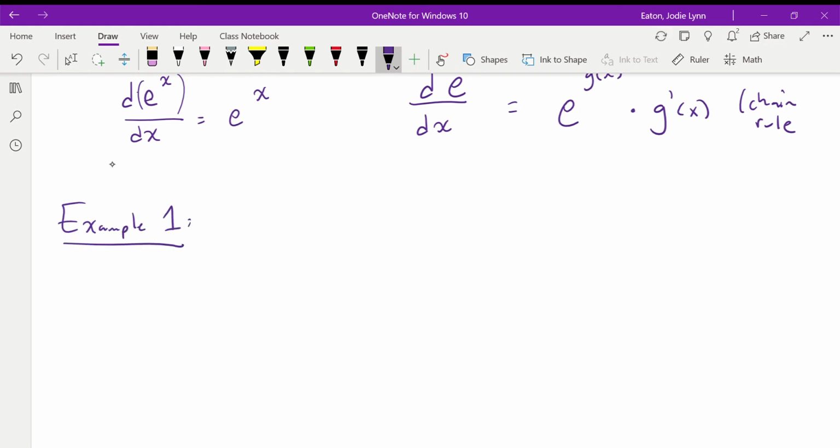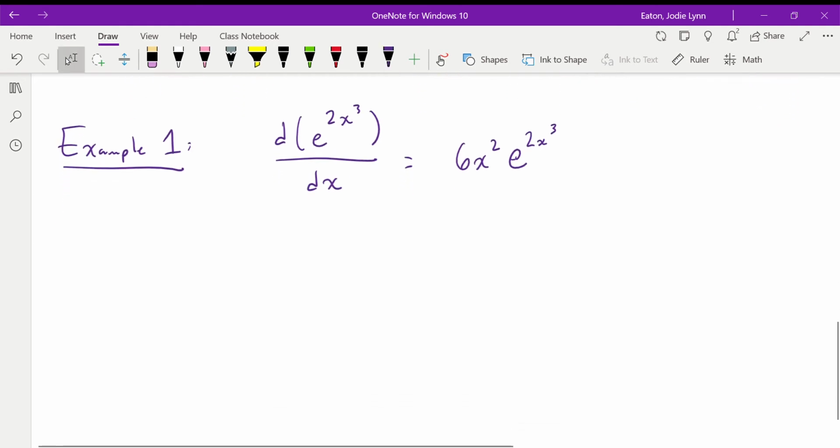Okay. So the derivative of e to the 2x cubed dx is equal to 6x squared. That's the inner derivative times e to the power of 2x cubed.